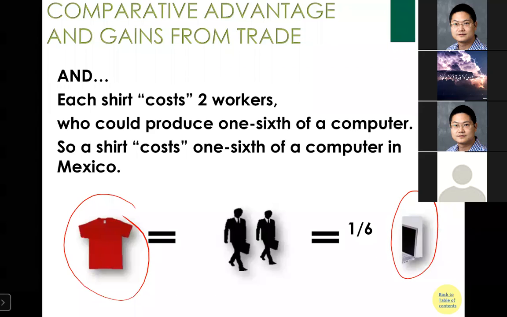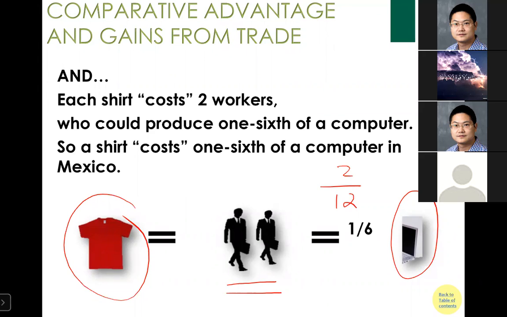Because it takes 12 workers to produce 1 computer, and 2 workers can only produce 2 out of 12, which is 1/6. So from here we have another equality: 1 share equals 1/6 of a computer. Here we literally find the opportunity cost of a share in terms of a computer. So 1 share costs 1/6 of a computer, meaning the opportunity cost of shares is 1/6 of a computer. All right.